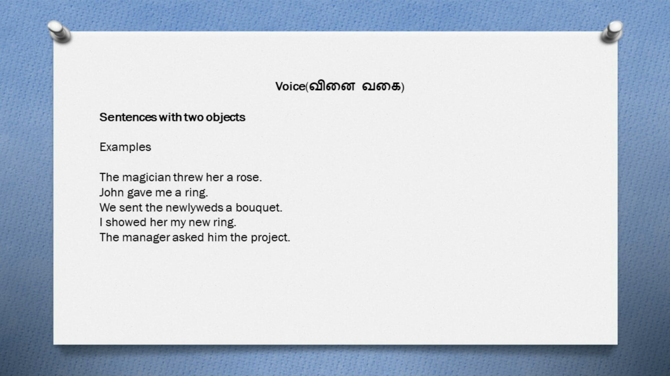In the fourth example, my new ring is the direct object. The reason is it answers the question what. I showed what, and her is the indirect object because it answers the question to whom. I showed my new ring to whom. The last one, the manager asked him the project. In this sentence, the project is the direct object as it answers the question what, and him is the indirect object as it answers the question to whom.